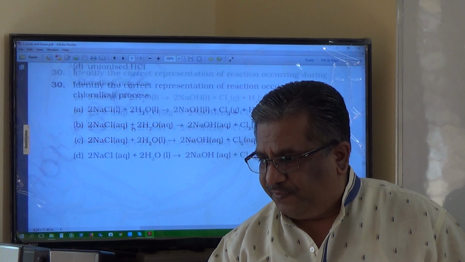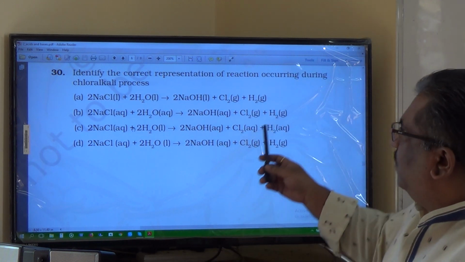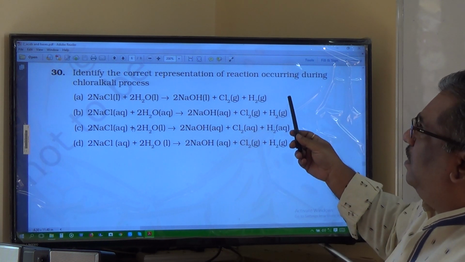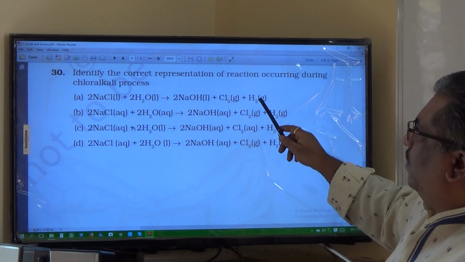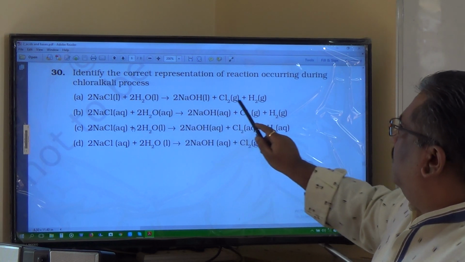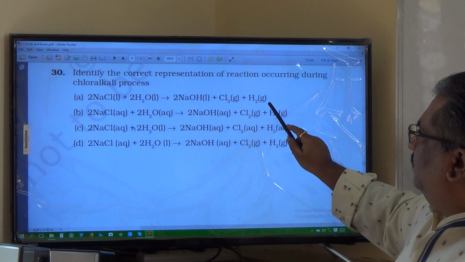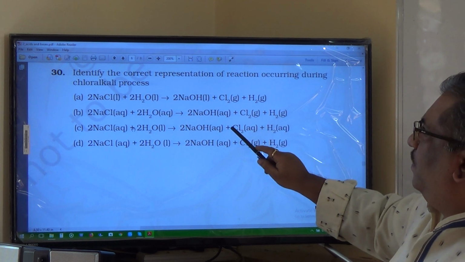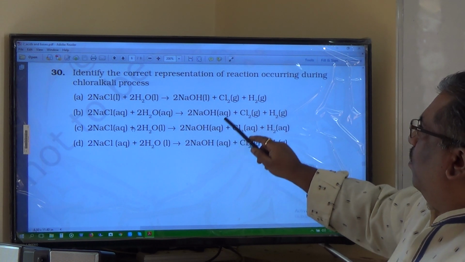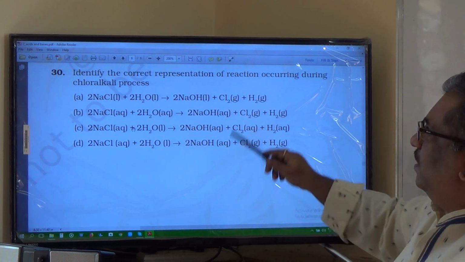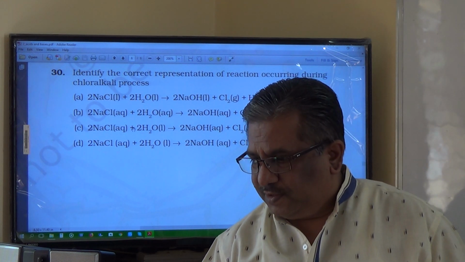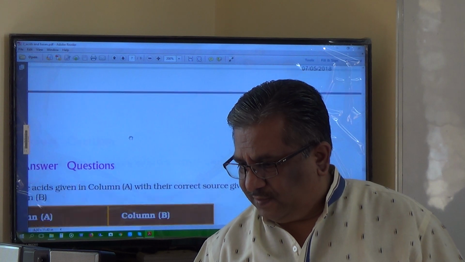Next, identify the correct representation of the reaction during the chloralkali process. This appears to be correct. NaCl plus 2H2O. Oh, balancing we have to check everywhere. That you do yourself, because you have to check the balancing and then answer it.